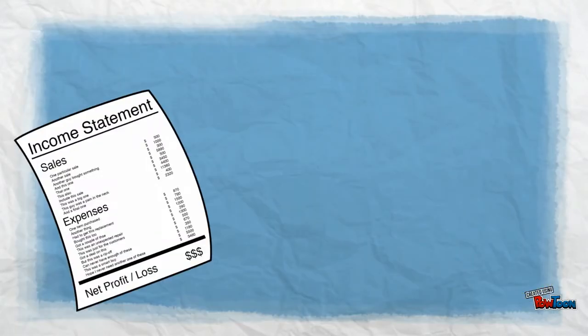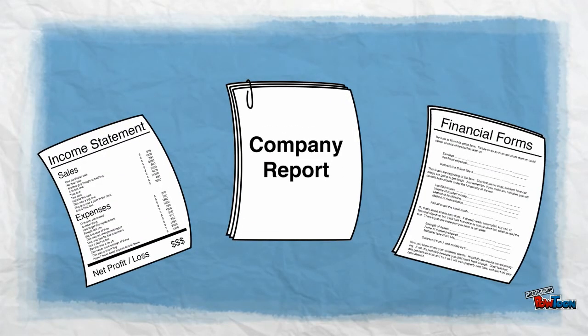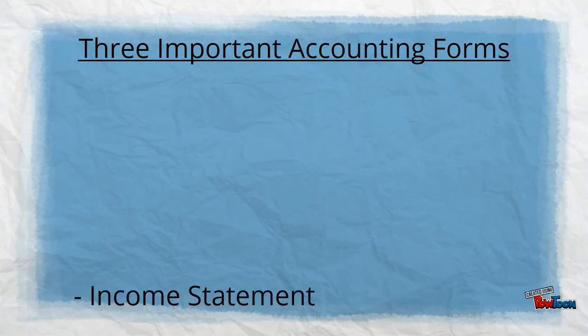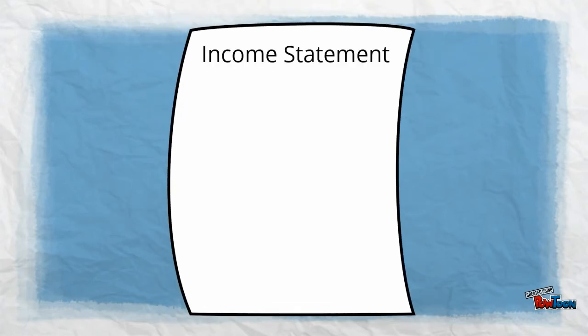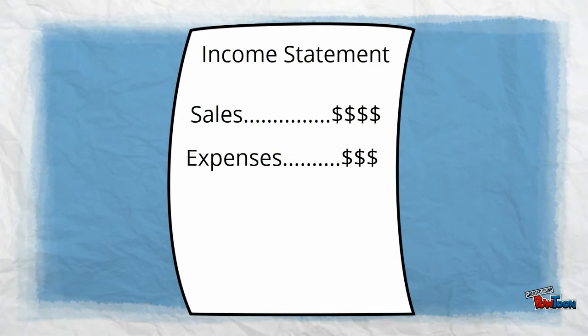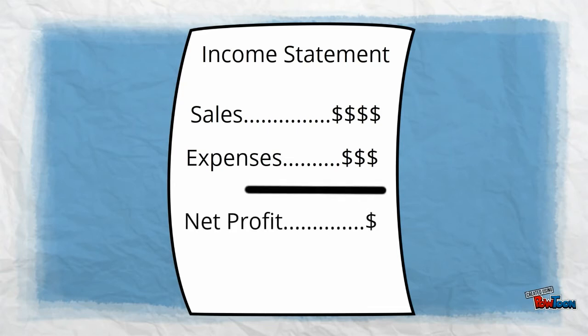Accountants use a number of statements, reports, and forms as tools to understand what's going on with an organization. Perhaps the three most important of these are the income statement, the statement of owner's equity, and the balance sheet. Income statements show not just total sales, but also expenses as well. Subtracting the expenses from the sales revenue gives you the bottom line, or the total profit or loss.